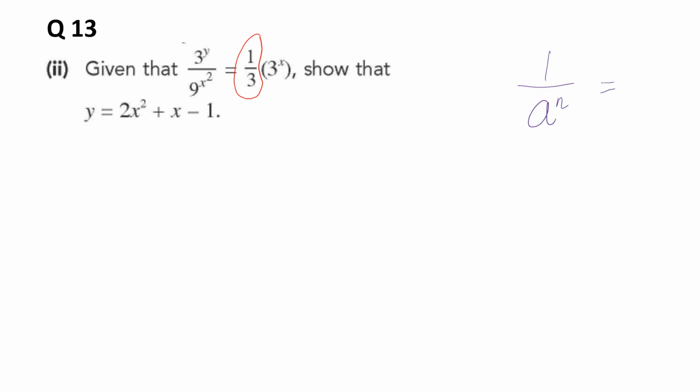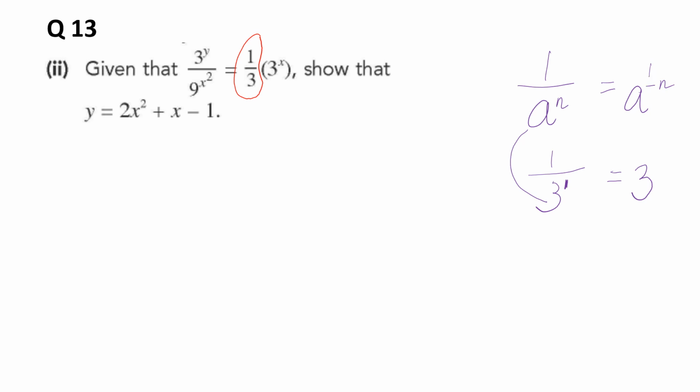1 over a to the power n is a positive index. If you want to write it as a negative index, it will be a to the power of negative n. So 1 over 3 means 1 over 3 to the power 1. If you write it as a negative index, it means your a is the 3. You see, your a is your 3. So that will be 3 to the power, and then there must be a negative there, right?